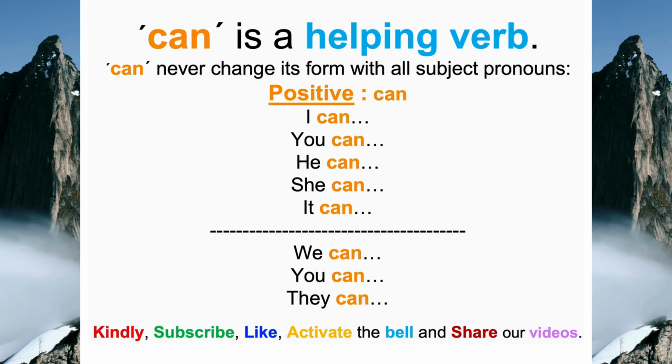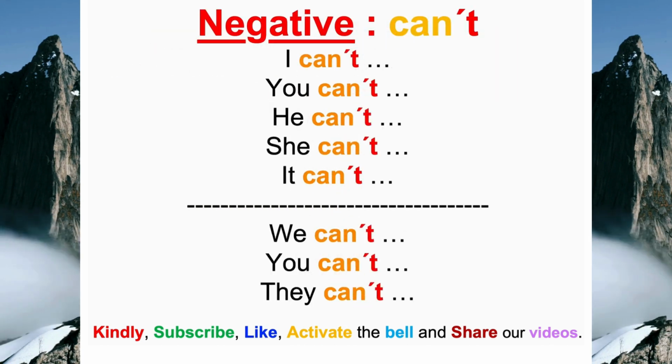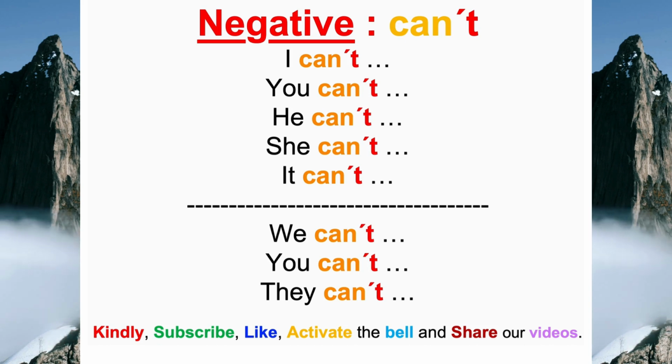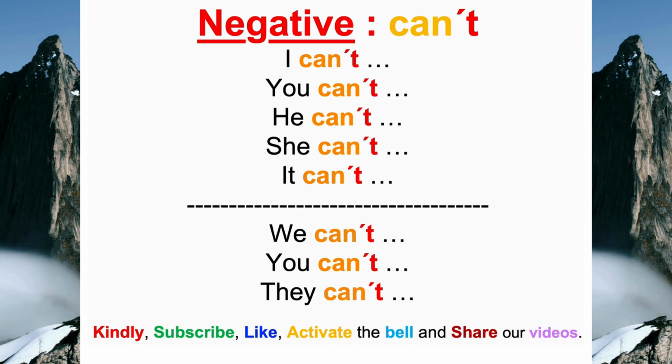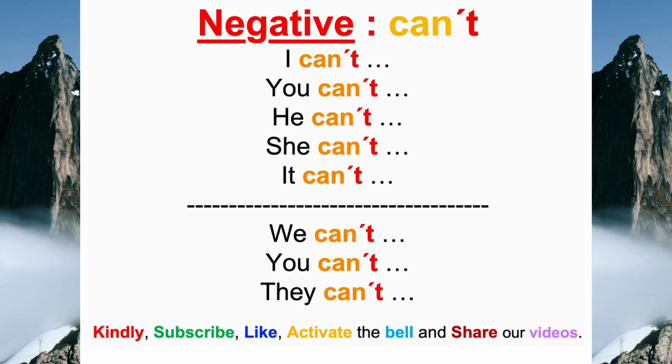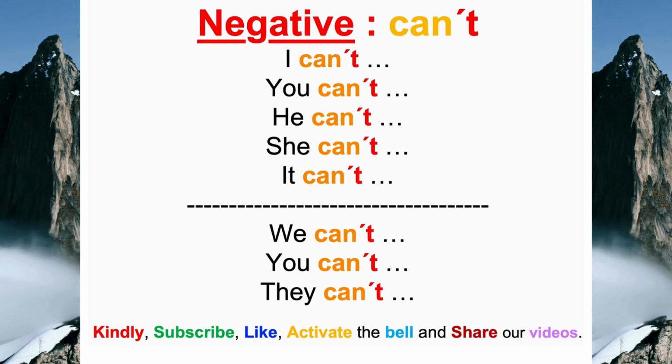Let's go to the negative form. Another thing about helping verbs, they don't need do and does. It means don't and doesn't to form the negative form. So the negative of can is can't. I can't. You can't. She can't. He can't. She can't. It can't. We can't. You can't. They can't. So we form the negative form just with can.